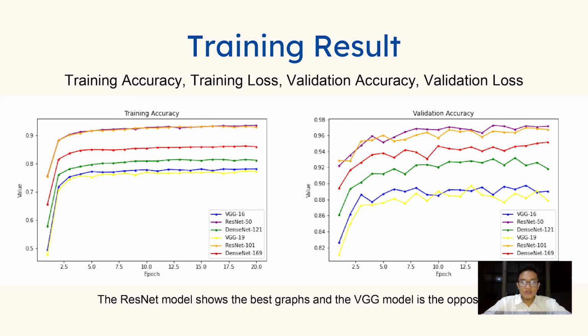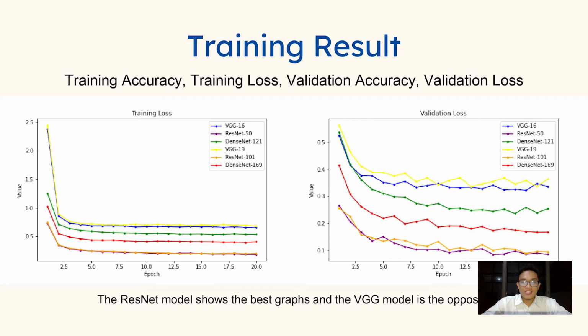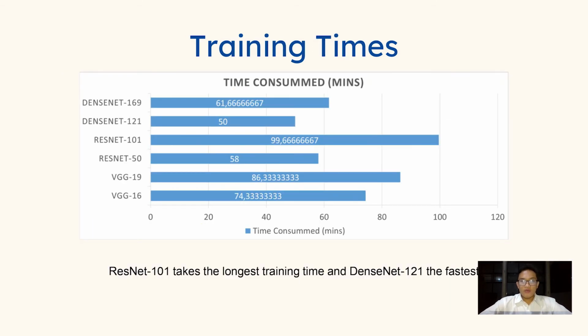The ResNet model shows the best graph, and the VGG model is the opposite. The loss means how much data is incorrect and needs to be improved in the model. A lower loss shows better model performance. The ResNet model shows the best graph, and the VGG model is the opposite. The following is how many minutes are needed to train each model. The ResNet 101 takes the longest training time, and DenseNet 121 is the fastest one.